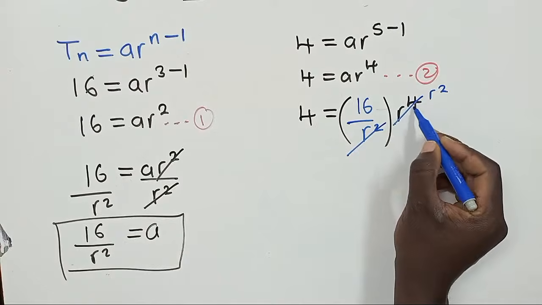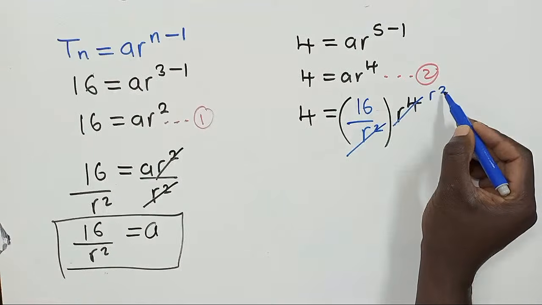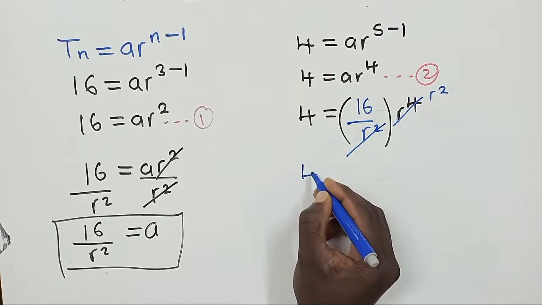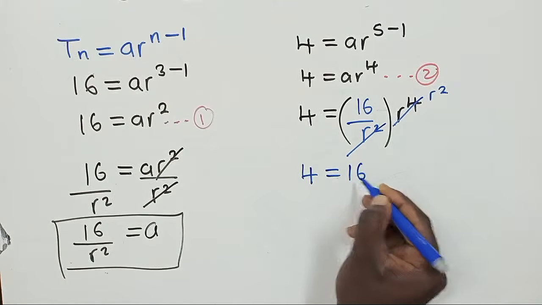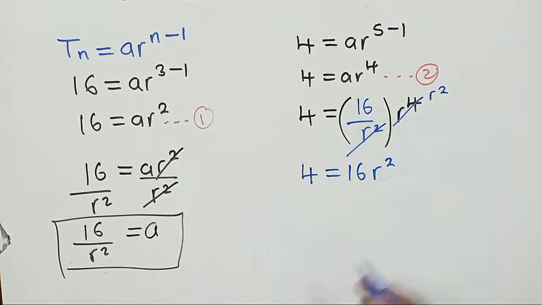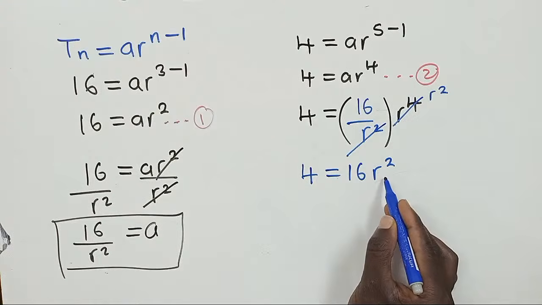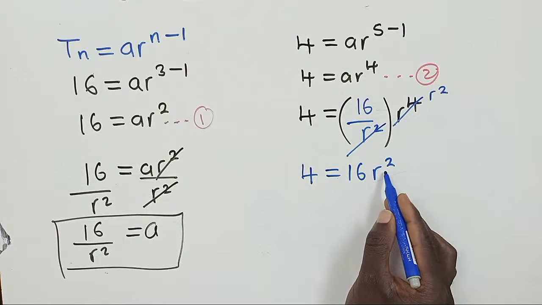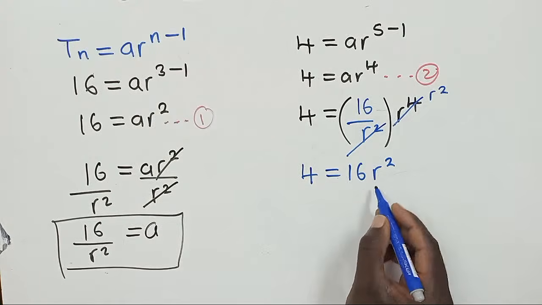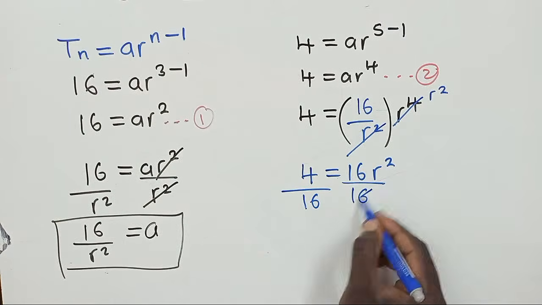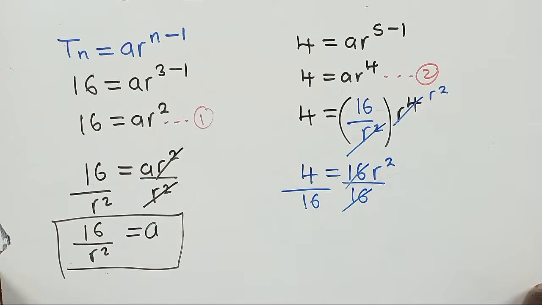So 4 minus 2, it's power 2. So r power 2. So now our equation will look like this. Very simple now. Because 16 times r, it's 16r squared. Okay? So now we can solve for r by dividing. Okay, 16 and 16 will go.